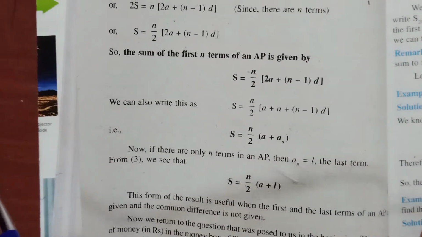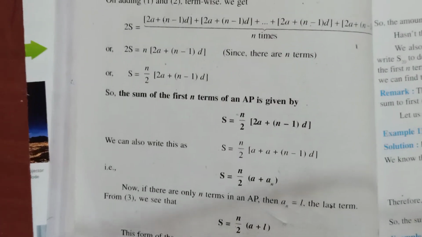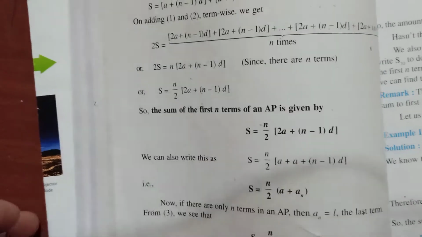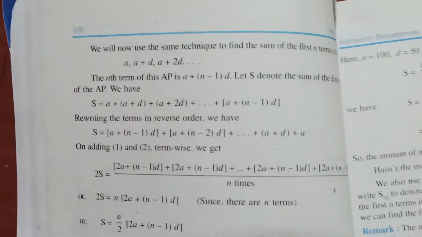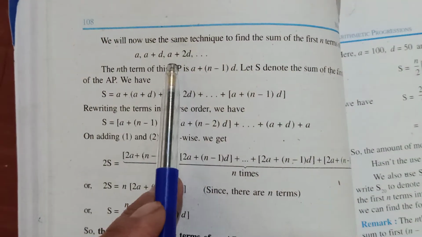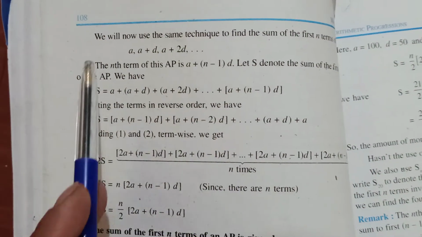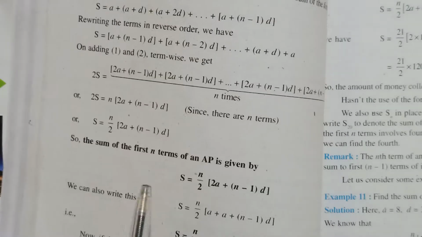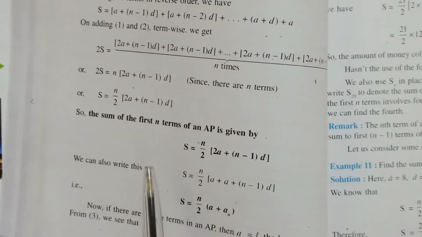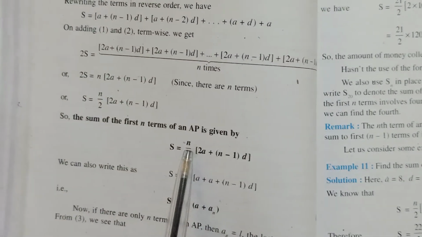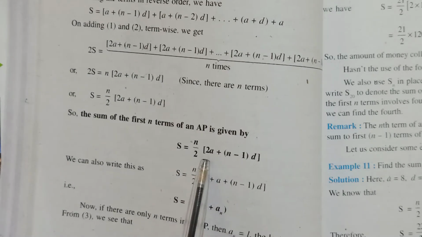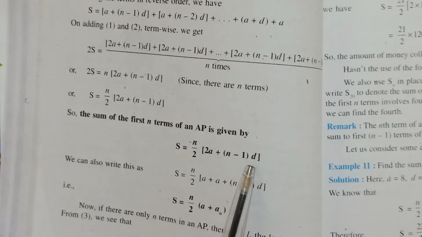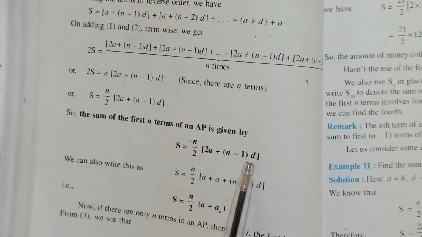Okay, so if there is an AP, this is what an AP looks like: A, A plus D, A plus 2D, so on and so forth. If I have to sum this AP up to n terms, that will be given by this formula: number of terms upon 2, 2 times the first term plus (n minus 1) D. D is your common difference, you know that.